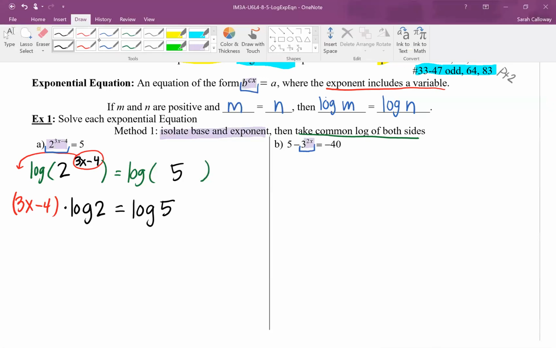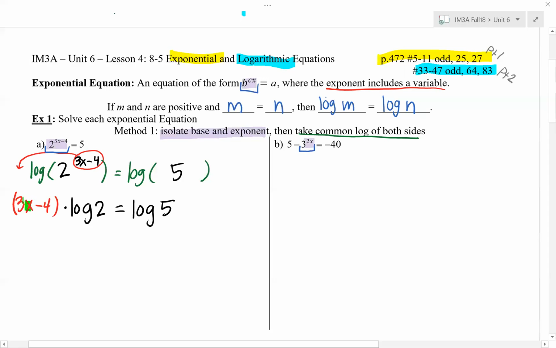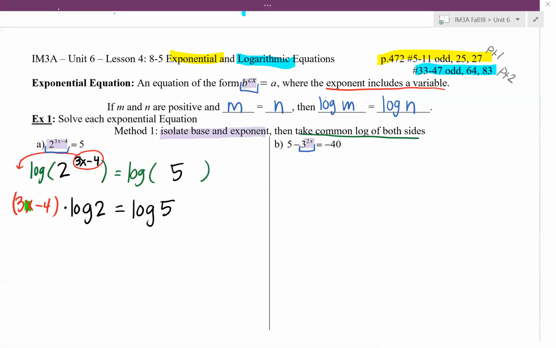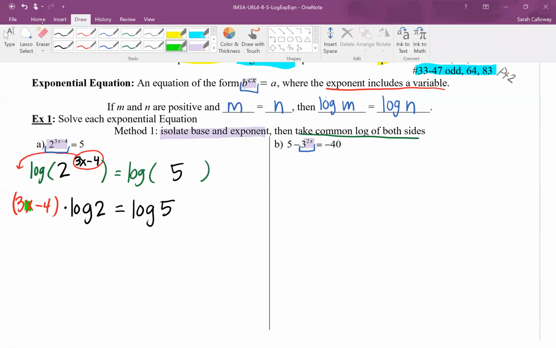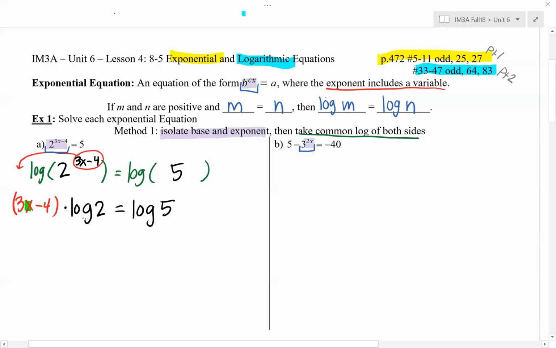So the first thing that we want to do is, again, our goal here is to isolate x. So to get x by itself, we want to first get rid of the log rather than, say, distribute it. So we're going to divide both sides by log of 2. And so now on the left-hand side, we have 3x minus 4 equals log of 5 divided by log of 2.